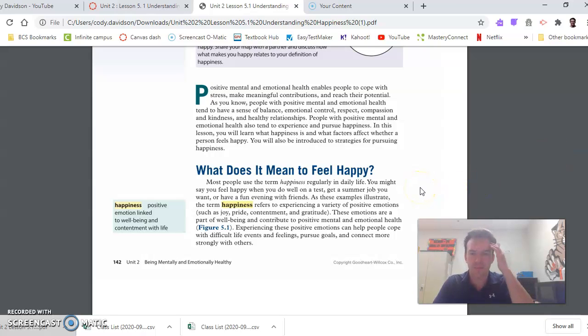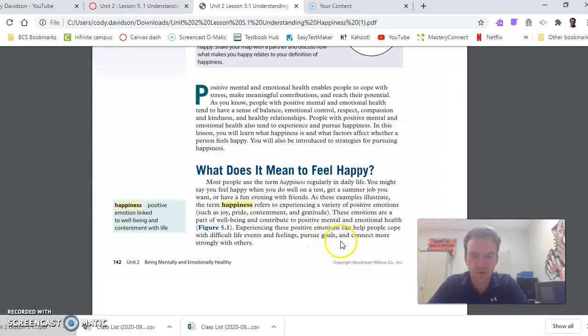What does it mean to feel happy? A lot of people think that being happy just means you're doing good on a test. That's what you feel. You do good on a test, so you're happy. You got that summer job you wanted, that gives you happiness, or hanging out with friends. So happiness refers to experiencing a variety of positive emotions such as joy, pride, contentment, and gratitude. These emotions are all a part of well-being and contribute to positive mental and emotional health.